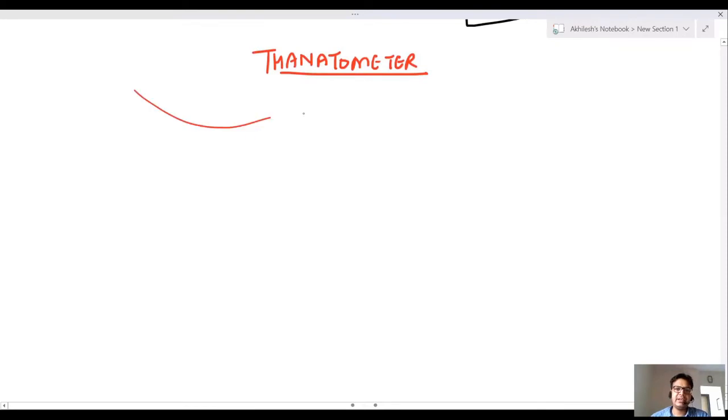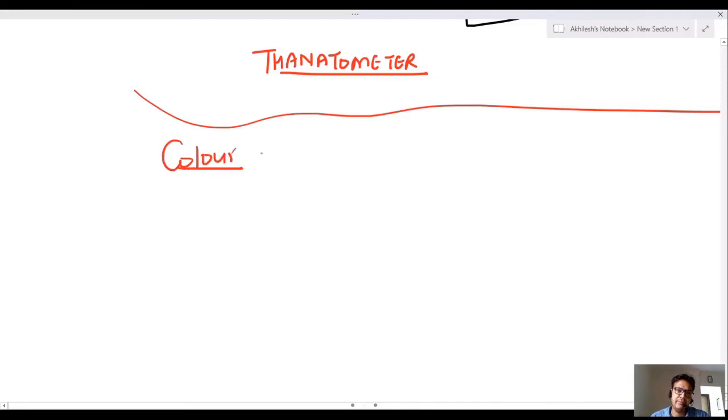Now I am coming to the next death change. The next death change is color change of the skin. And observe, this is known as postmortem lividity.